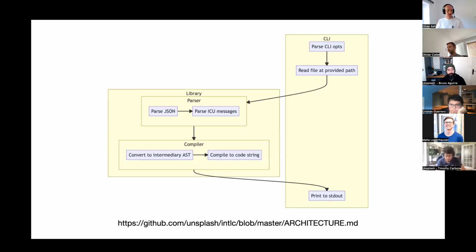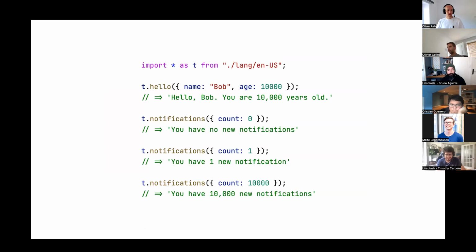I don't know if I mentioned this before, but Intl C is not tied to TypeScript in any way. It's just about compiling ICU messages into code, so this could work in any language. There's a link at the bottom there that describes the architecture of Intl C if you're interested. This is how you would use one of the generated files. It's just a regular module. You import it like a regular module, and then you call the functions on that module, pass in the parameters, and they return the messages.